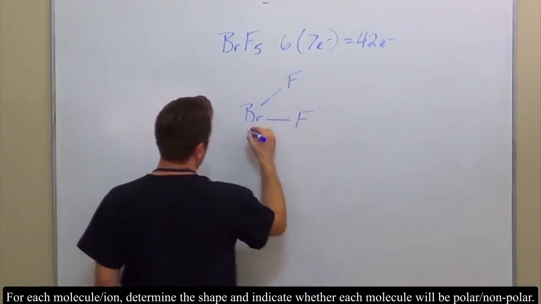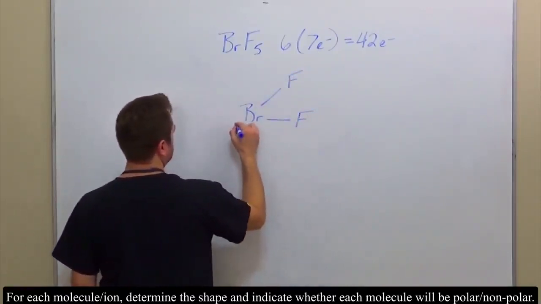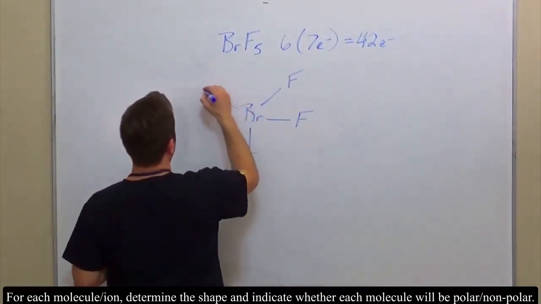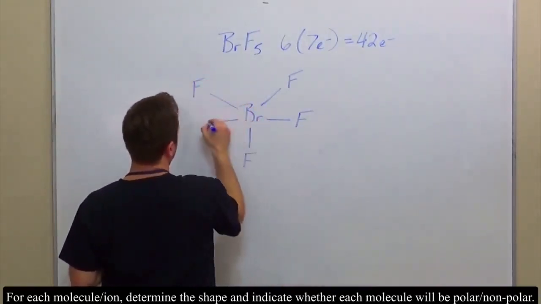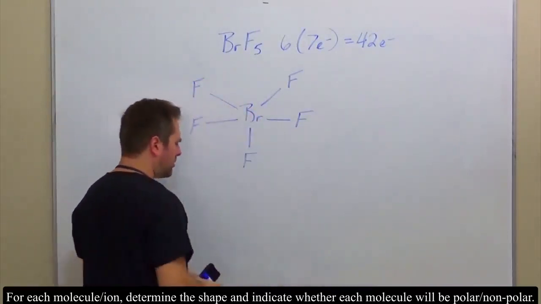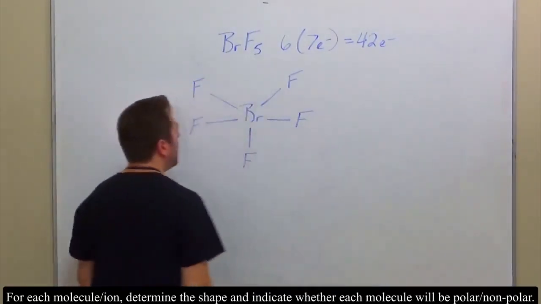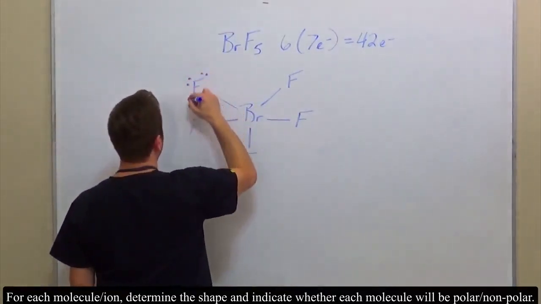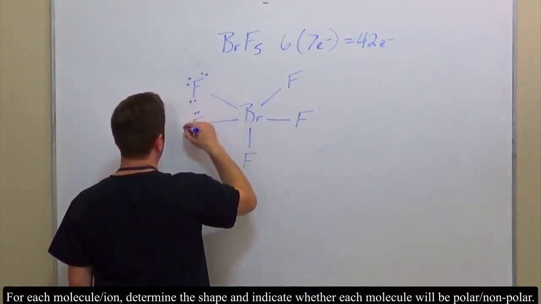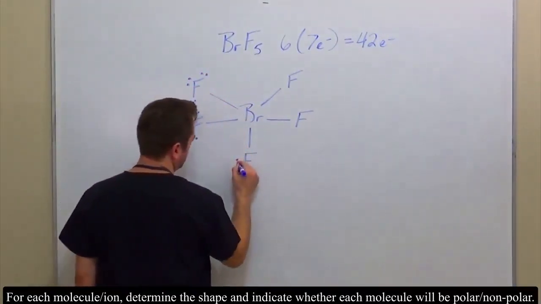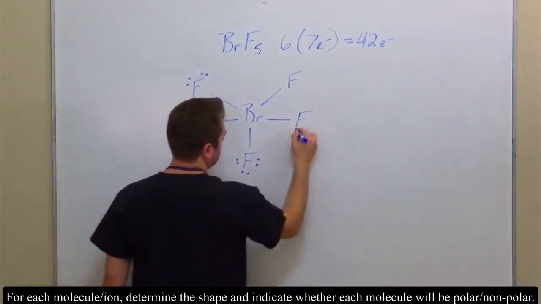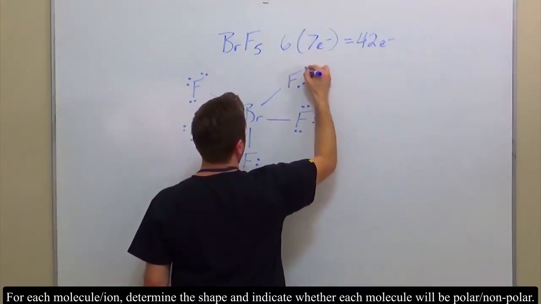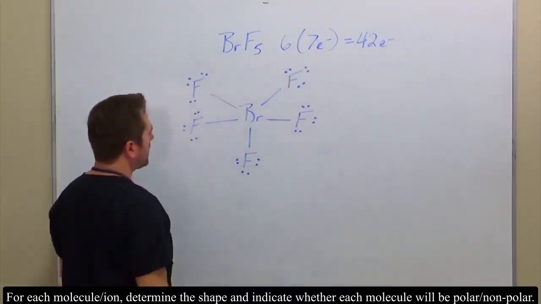Let's do this type of structure here. Oops, so I'll try to be consistent on both sides. Just to start with, that doesn't necessarily mean it's the shape, right? Let's make sure we have 42 electrons. So let's complete the octets on all of the fluorines. Okay, let's do our accounting.